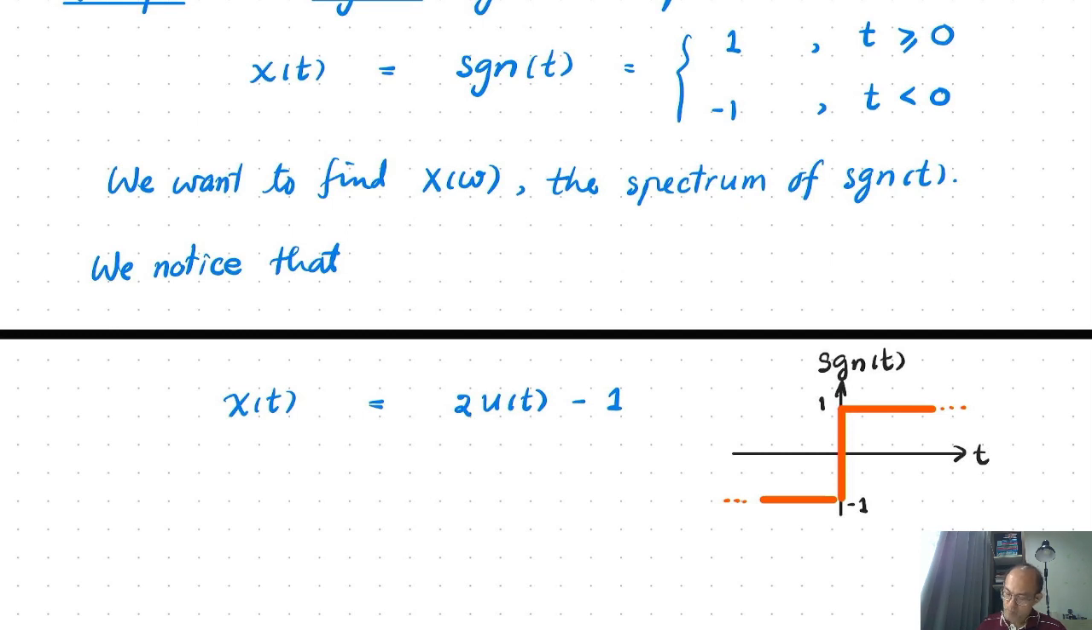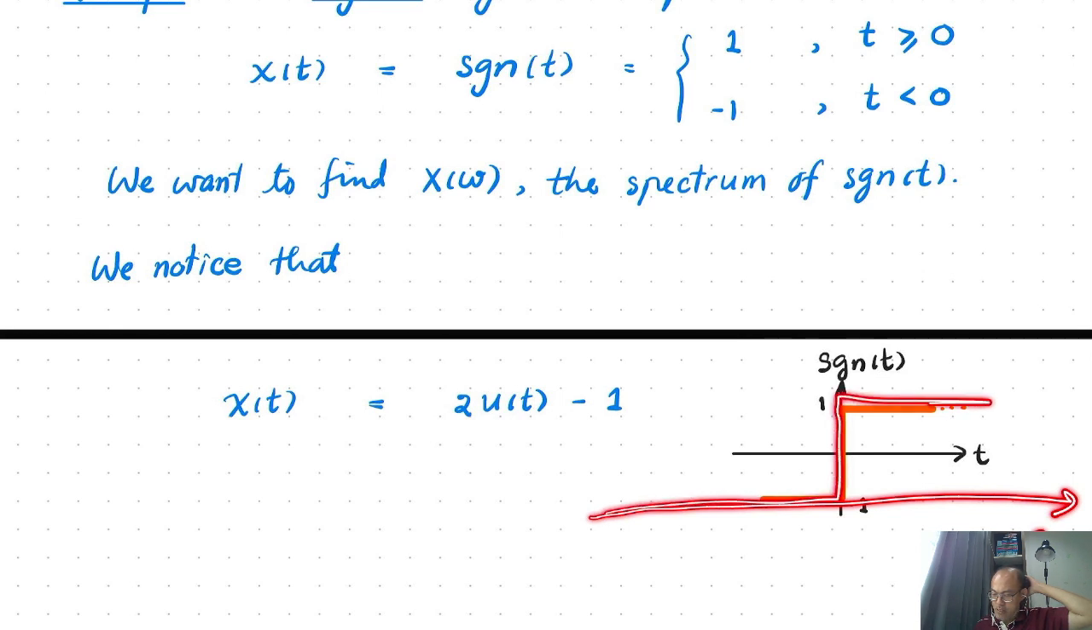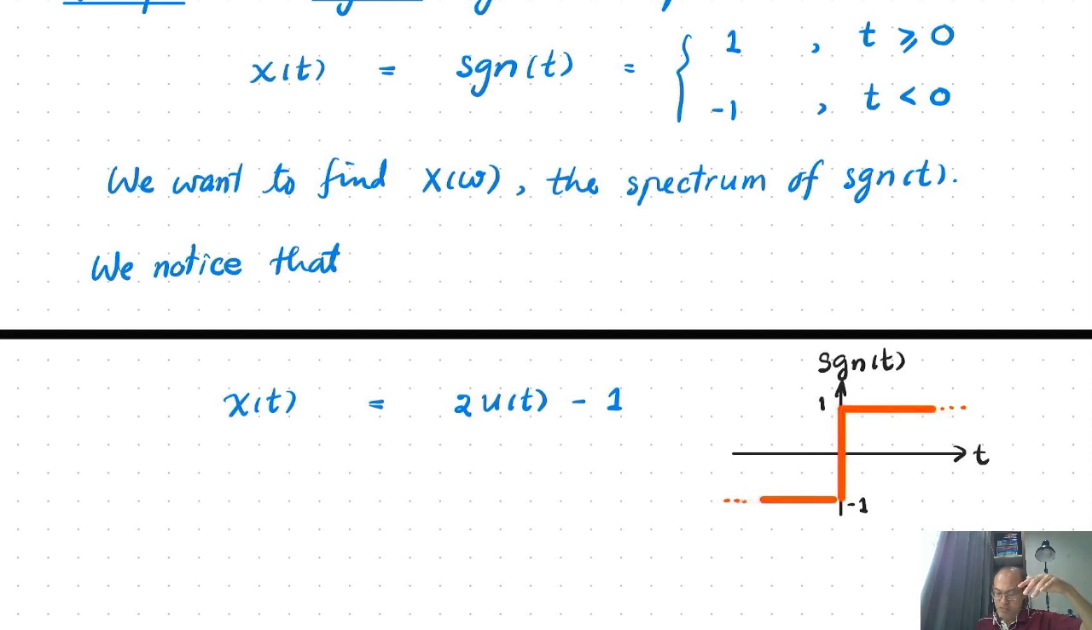So this means that the height of this is 2, right? It goes from -1 to 1, so the height is 2. That's why we multiply 2 to u, and we have to push it down 1 unit. So if the time axis is here, then this signal would be 2u, right? But now the time axis is right here, so we have to subtract it by 1 to get this signal. So the signum signal is 2 times the unit step subtracted by 1.